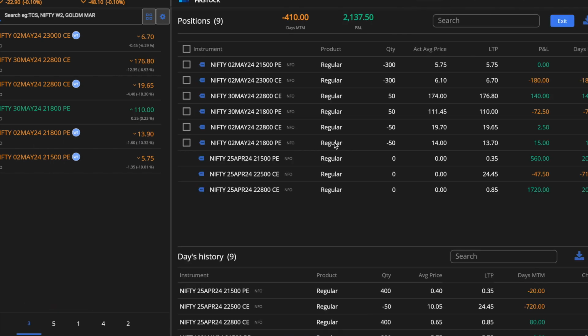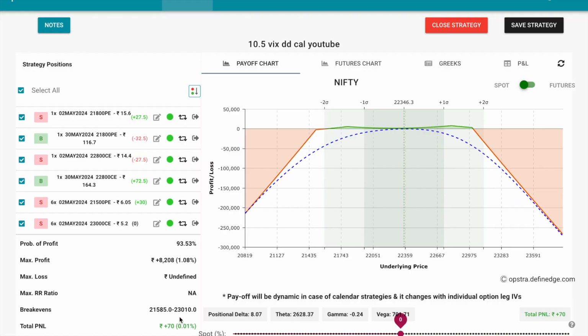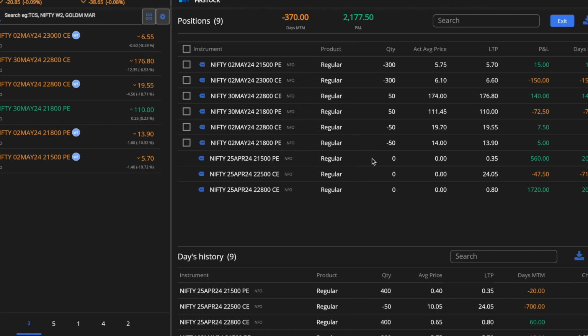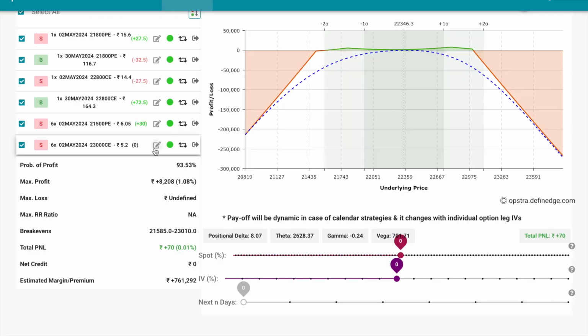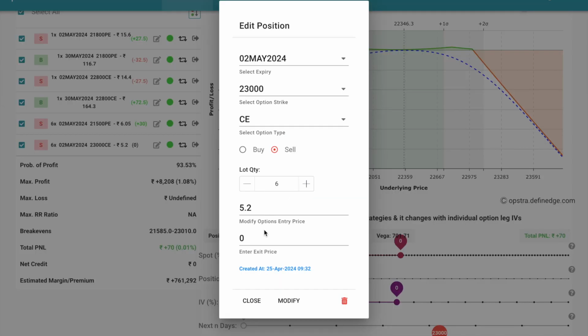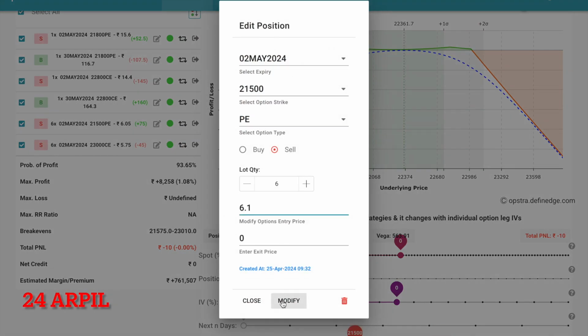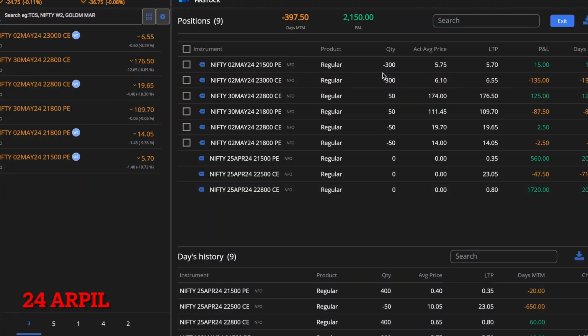So 2 lakhs are remaining. Again 7.5 lakhs are going to be consumed here. We will keep that for adjustments. Now we'll adjust the price. We got 5.75 and 6.10. Modify, and the 6.1. Okay, let's modify this.